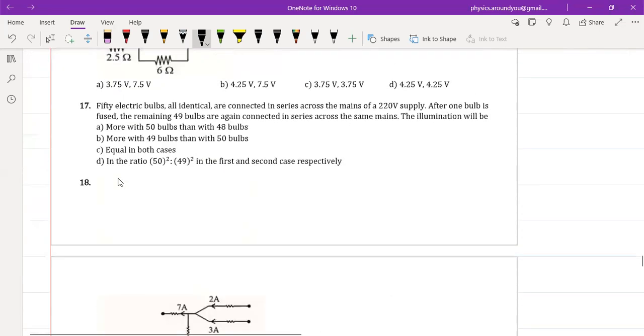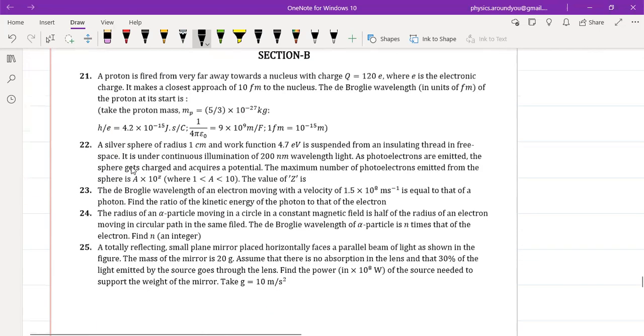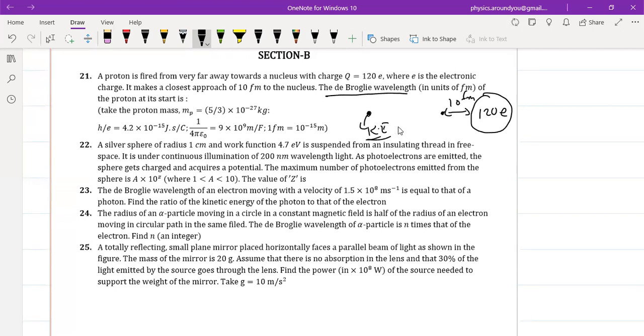We'll go forth for the numerical type, question number 21. Question number 21 has the stopping distance concept. The nucleus charge is 120 E. The closest distance given is 10 femtometer. And they're asking what is the de Broglie wavelength of the proton at its start. Here, it will have some kinetic energy. So I need to find the de Broglie wavelength.